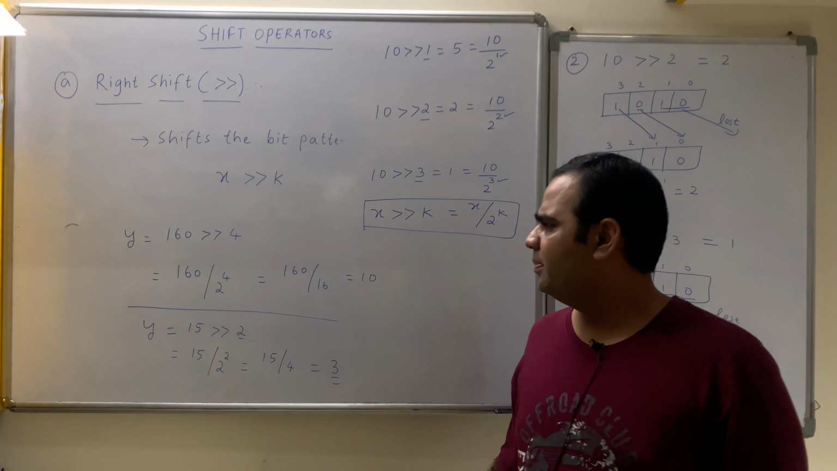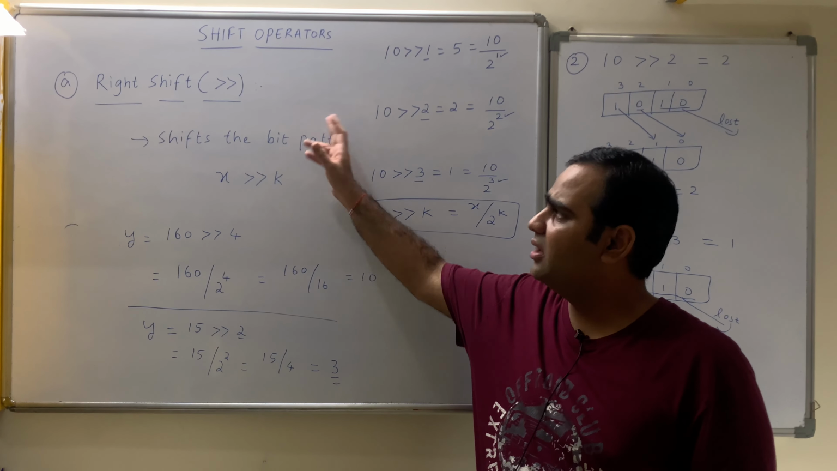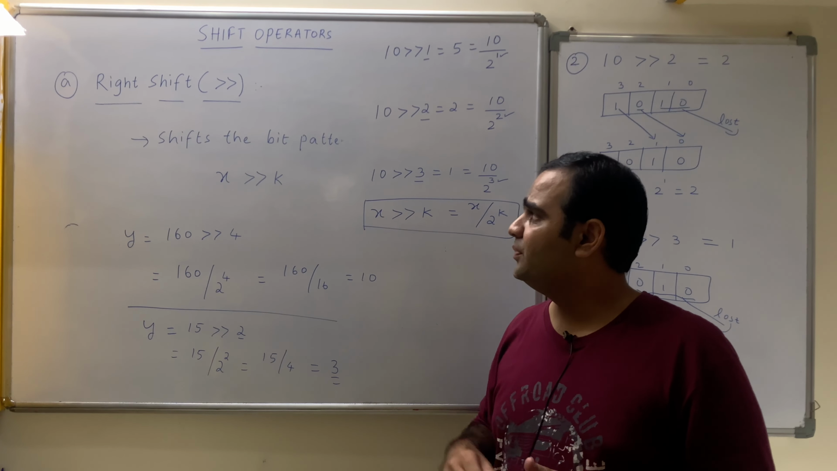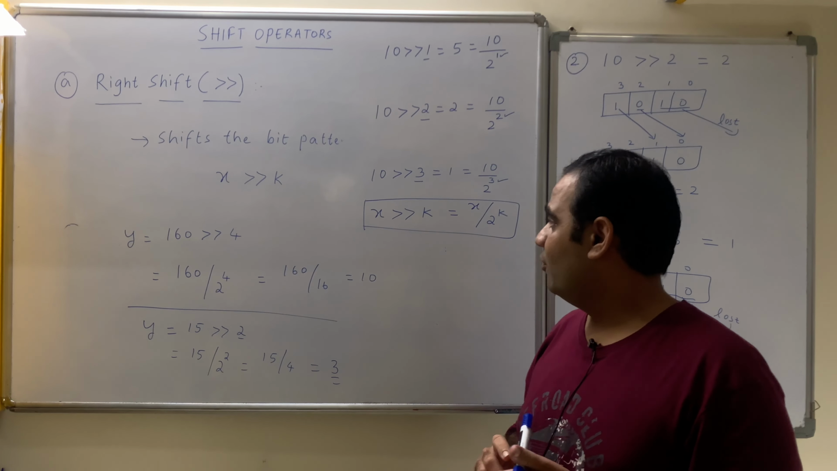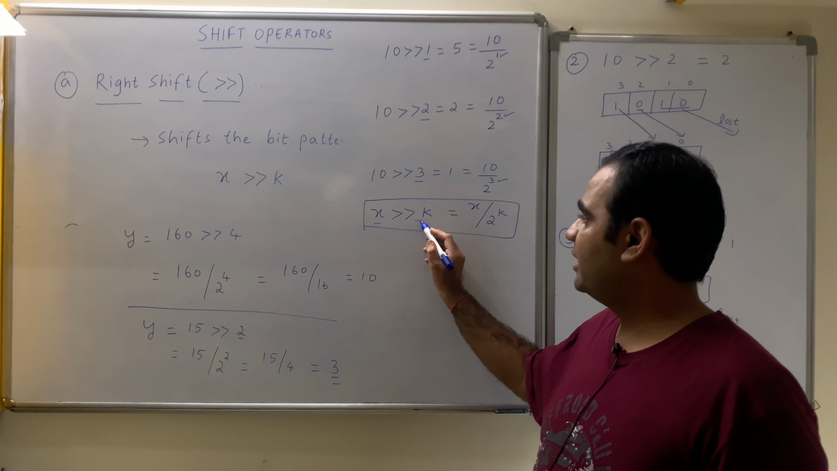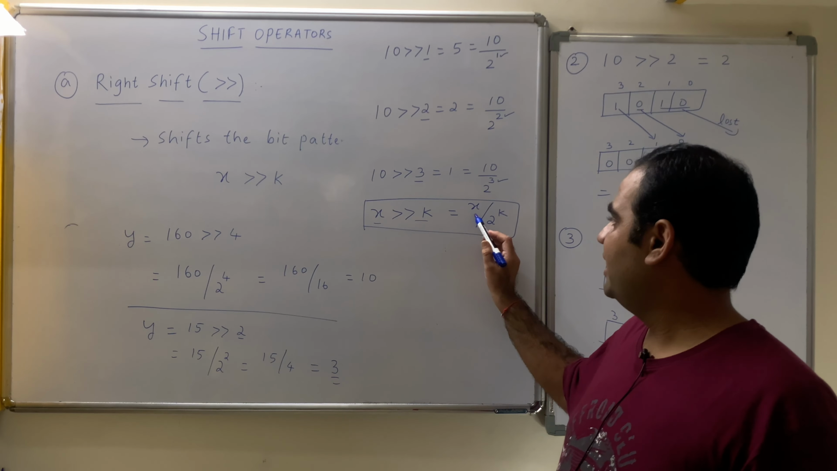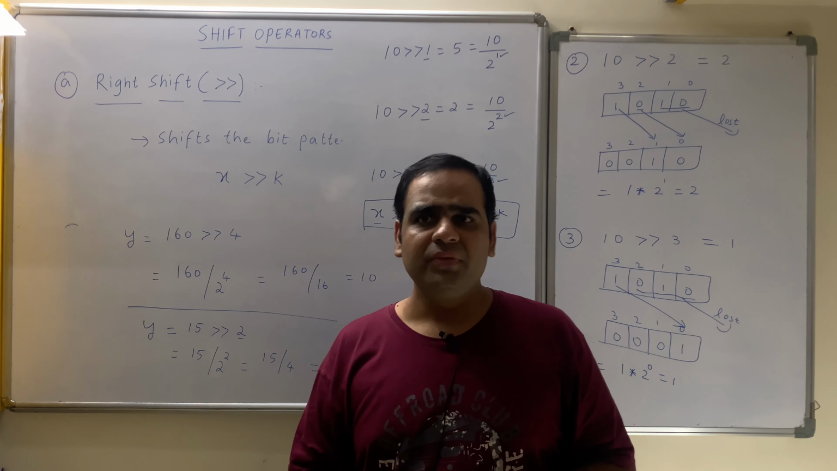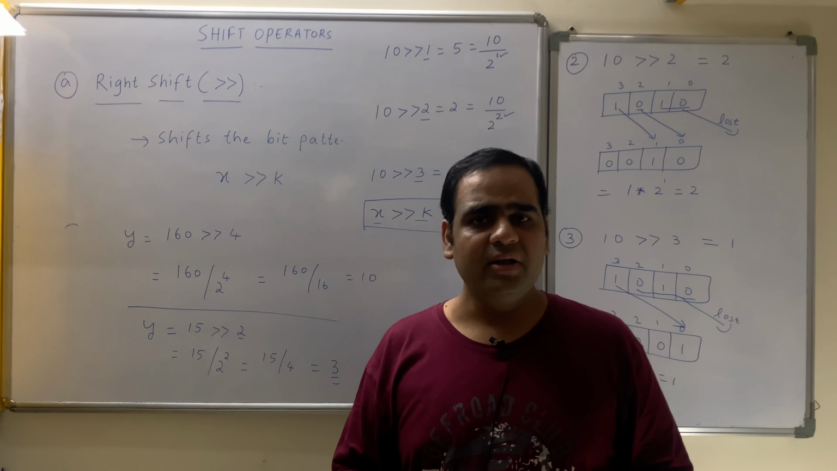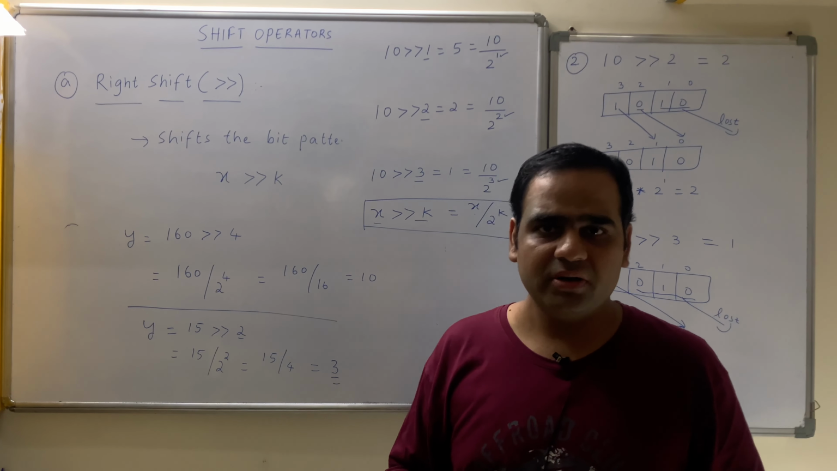This is a very simple way you can compute the right shift. What does the right shift do? It shifts the bit pattern of a number towards the RHS. And what is the general formula? X right shift k is nothing but x divided by 2 to the power k. So this is how the right shift works. Now let us see how the left shift works.